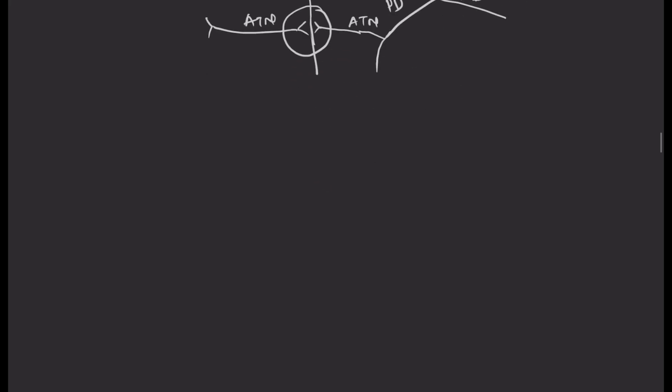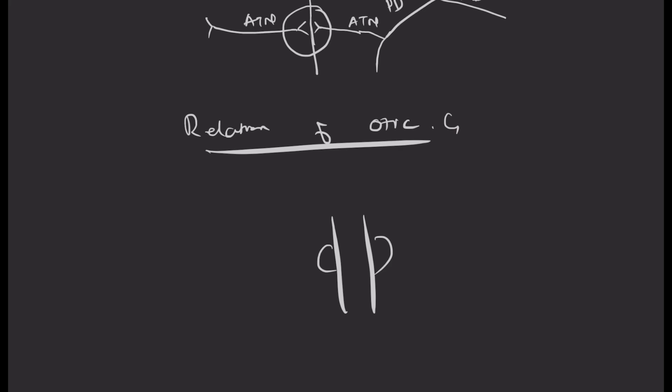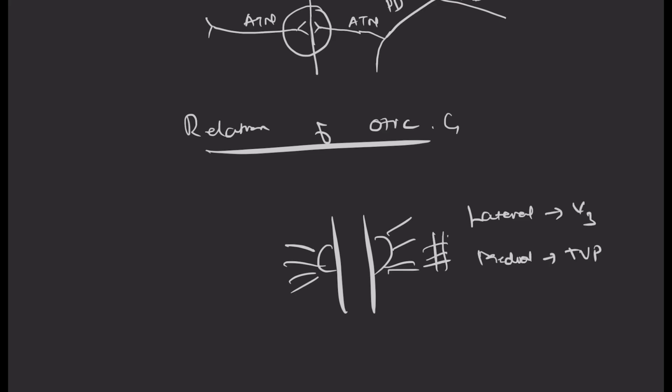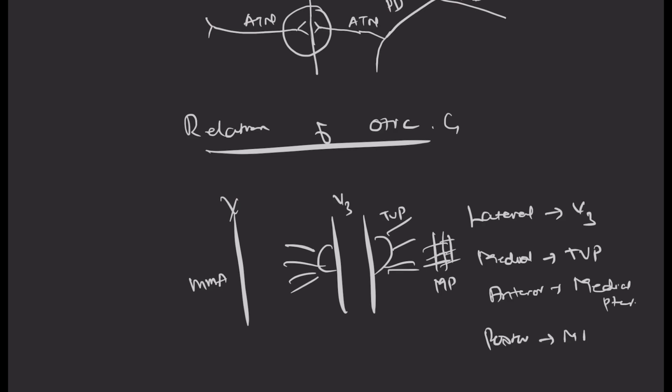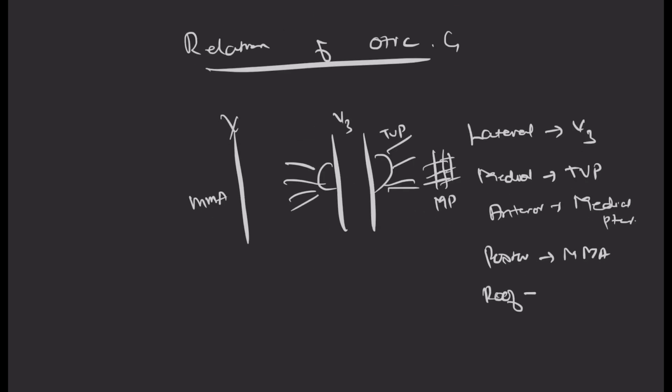Now coming to the relations of the otic ganglion. Remember this: if this is a nerve and this is a ganglion, the lateral relation is the mandibular nerve. The medial relation is the tensor veli palatini muscle. The anterior relation is the medial pterygoid, and the posterior relation is the middle meningeal artery, and the roof is formed by the foramen ovale.